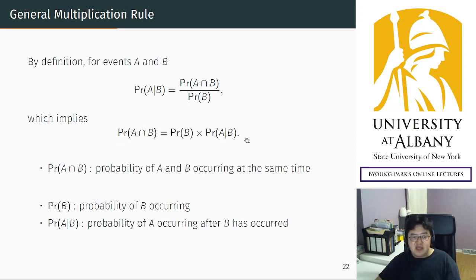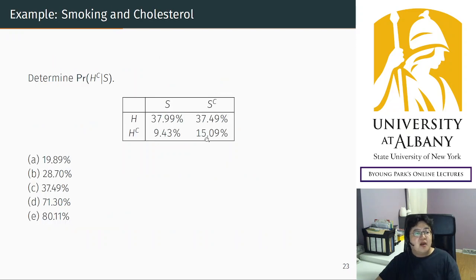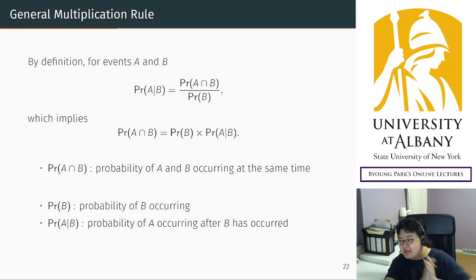This formula is called the general multiplication rule. It's a multiplication rule because it expresses the probability of the intersection as a multiplication. Okay, it's over 15 minutes, so I'm going to stop here and we'll continue directly from here.